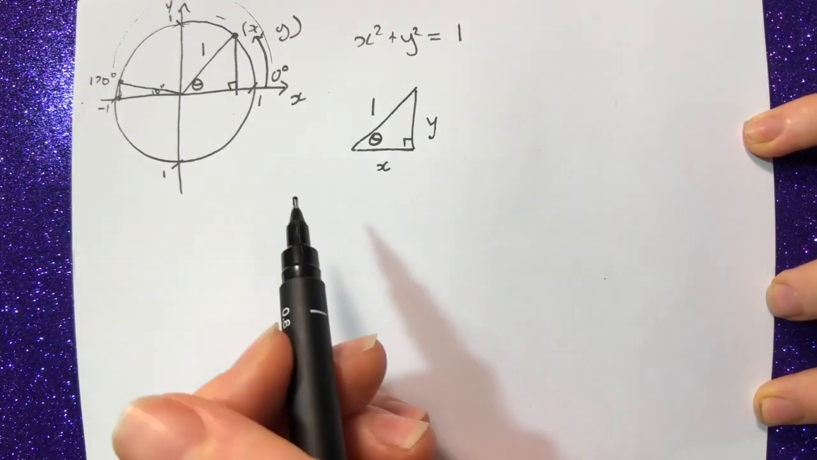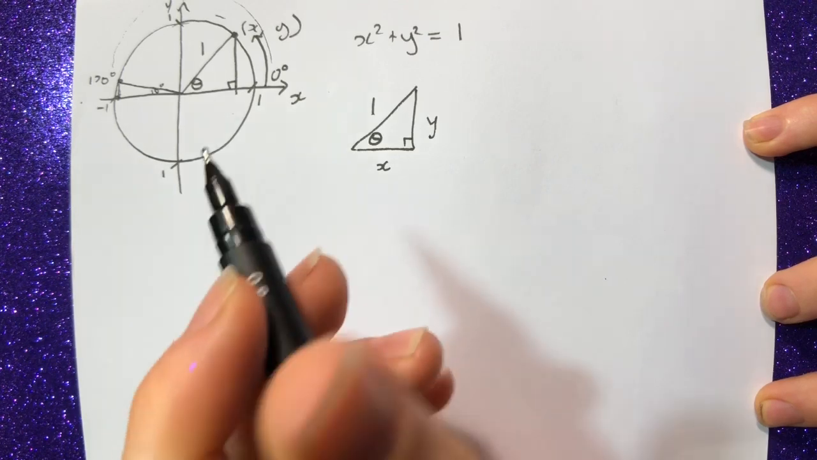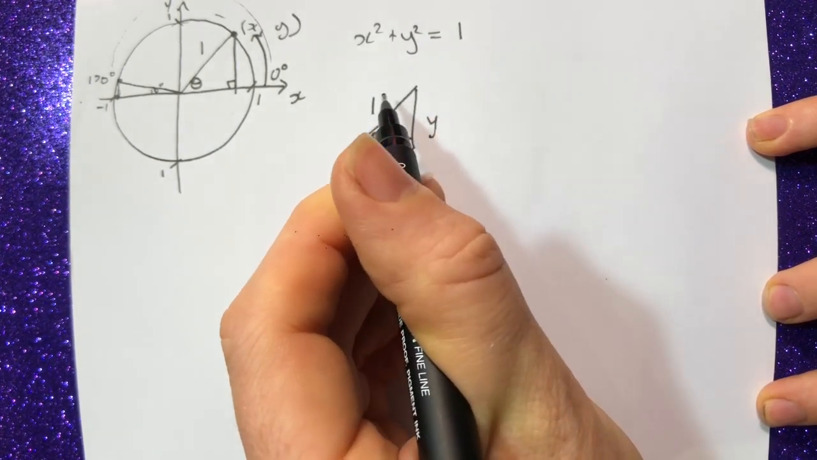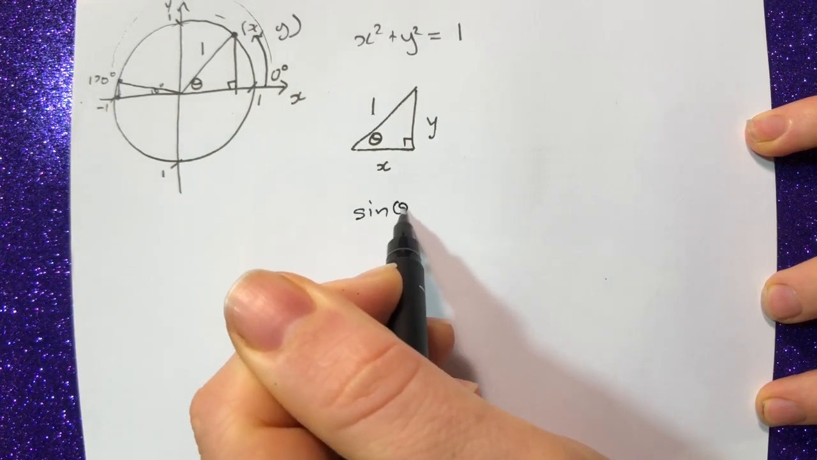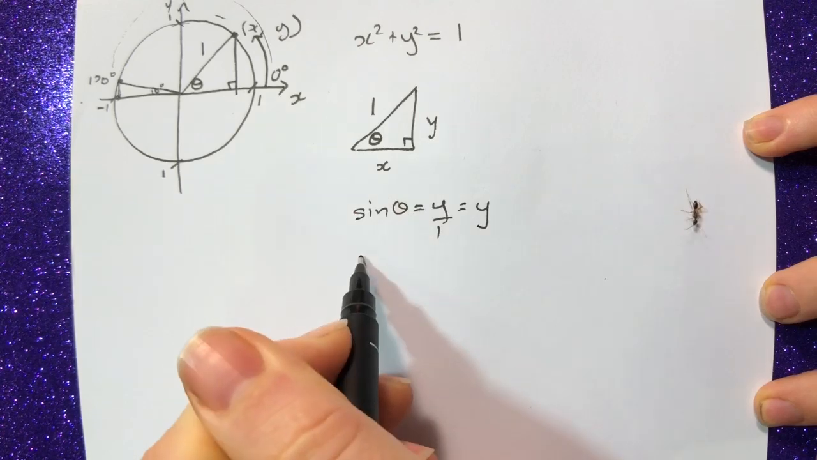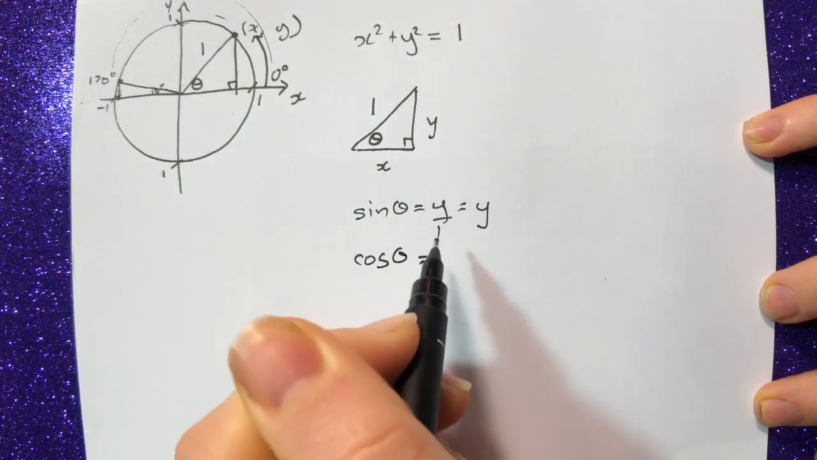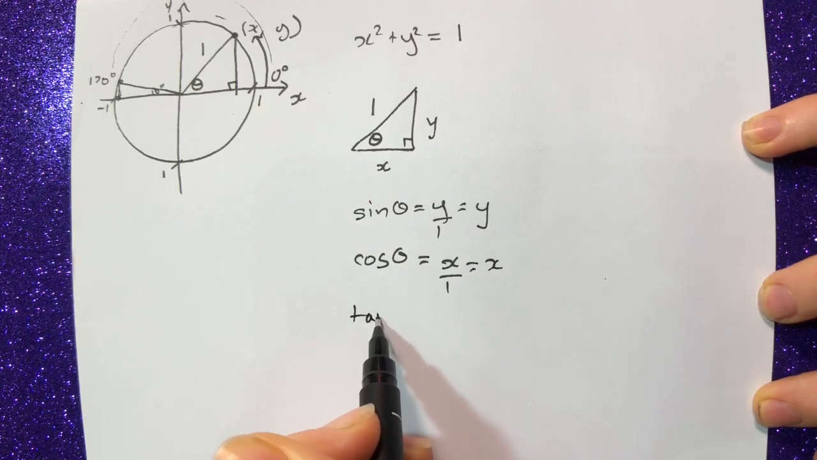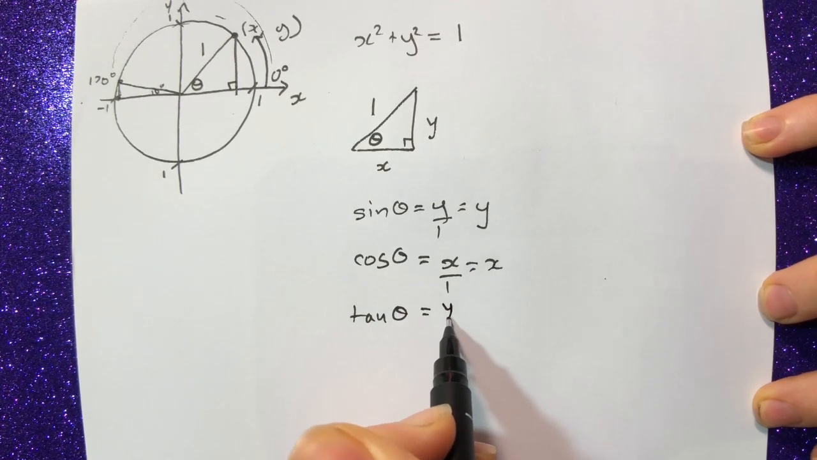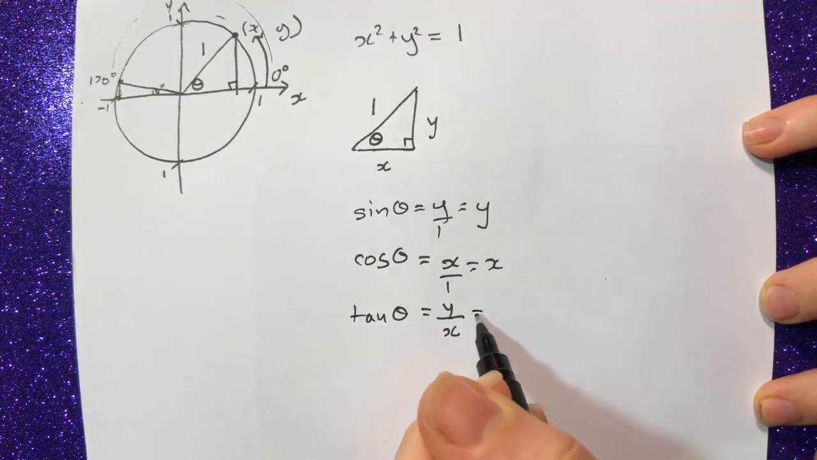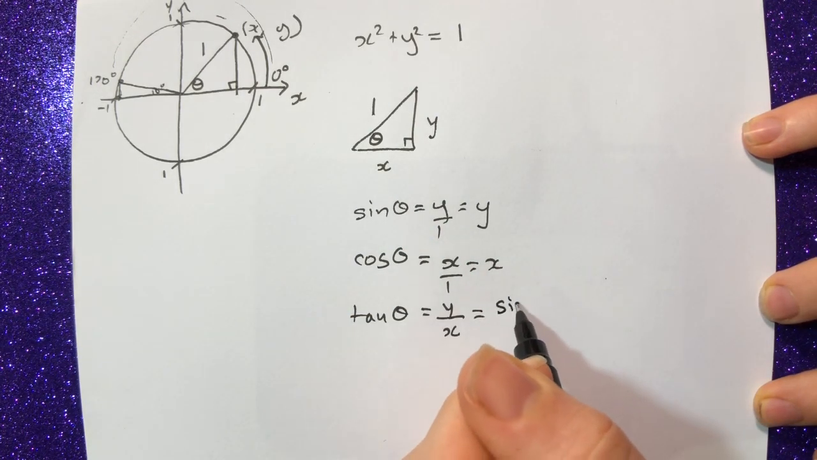All right, now come over here and look at this triangle again, and let's just say, what is the sine of theta? That would be the opposite over hypotenuse. So sine theta is equal to y. Cos theta is equal to x. And tan theta is equal to y on x. Interestingly, sine is y and cos is x, so tan theta is actually the relationship of sine and cos.